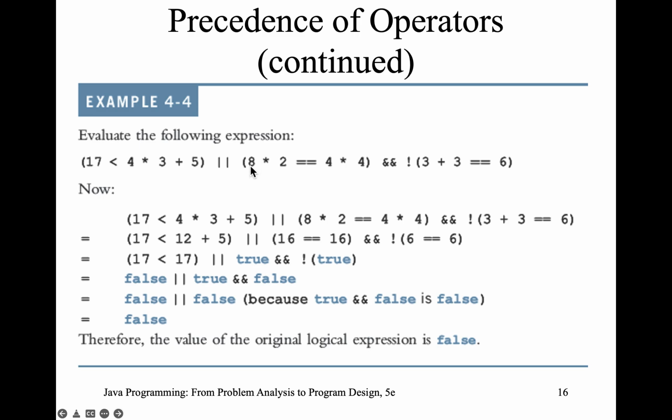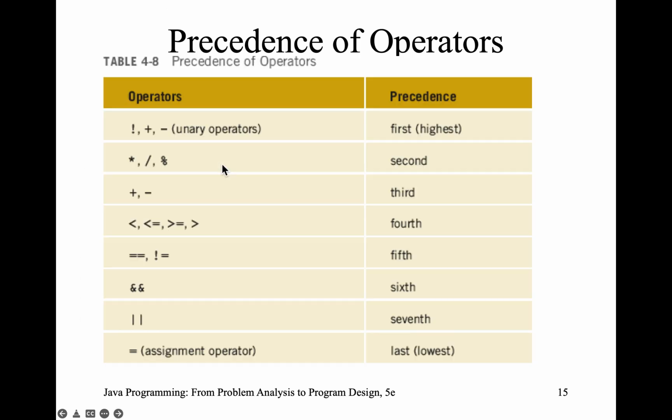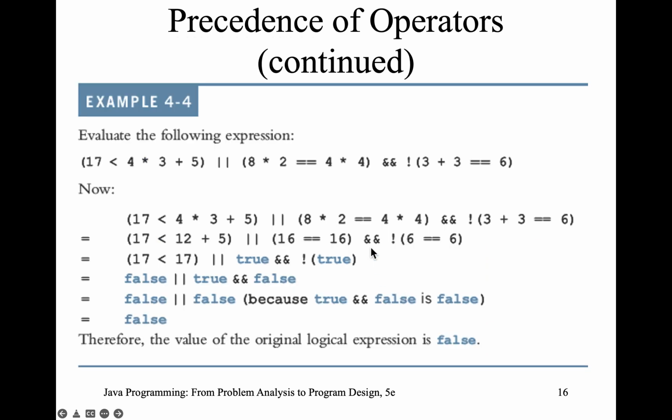And then we go to the next one. So here we have, this is comparing to see if this is going to be equal to that. We're going to multiply first. 8 times 2 is 16. 4 times 4 is 16. Is 16 equal to 16? Yes, that's true. So now we have false or true. And by the way, the or statement is after the and statement. So these two are going to be compared first before we compare these two. So we have false, true, and then this one. 3 plus 3 is 6. Is 6 equal to 6? That's true. Not true is false. So now you have false and true is false. False or false is false.